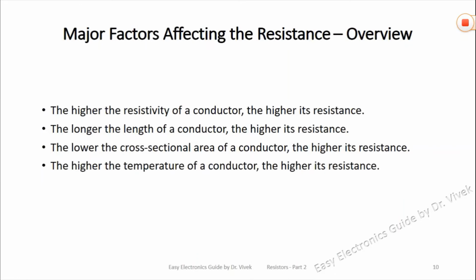So for a conductor, we can summarize the main factors affecting the resistance. The higher the resistivity, resistance will be higher. The longer the length, resistance will be higher. The lower the cross-sectional area, the resistance will be higher. And when the temperature is high, the resistance will again be high.